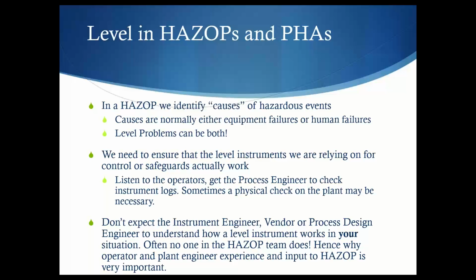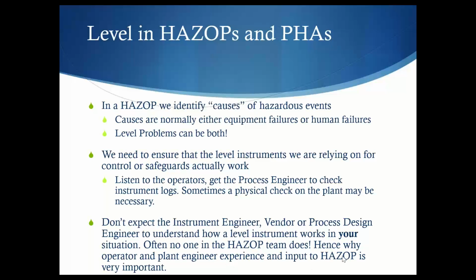We need to make sure that the level instruments we are relying on for control and safeguards actually work, and that they're independent of each other. So if one fails, the other one doesn't fail as well. That's the importance of getting someone in the room in the HAZOP or the hazard study from operations, or a process engineer who has looked through all the instrument logs and found out the chances of actually going to a high level, or how often it has occurred in the past, and whether there's any particular issue outside in the field that you need to talk about during those studies.